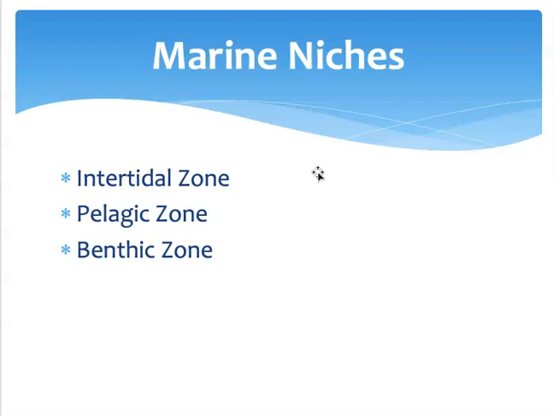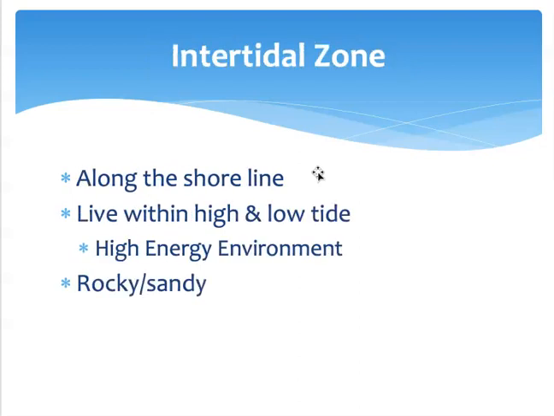The same three environments that we had before, same three niches that we had before, except now we're at the marine. So we have intertidal, pelagic, and benthic. Okay? Intertidal, pelagic, and benthic. A minute for those of you that are taking notes. Good. So the intertidal is along the shoreline. This is life within the tides.